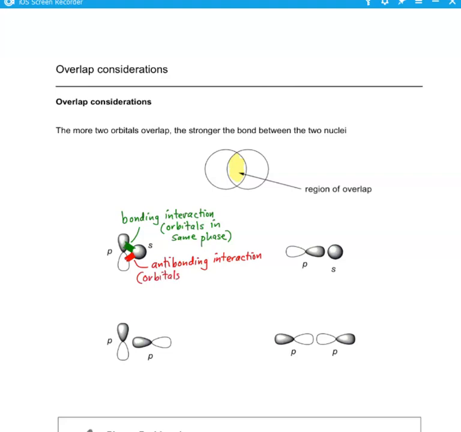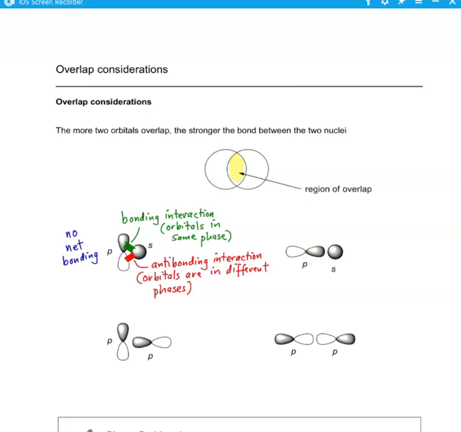Which is the result you get when the orbitals are in different phases. Okay, so what's happening here? If you had two nuclei, one with a p orbital and the other with an s orbital, and you brought them together in the manner that we just looked at, you'd have a bonding interaction and an antibonding interaction. The two would cancel each other out in this case, and so the net effect would be that you would not get any bonding between those two nuclei.